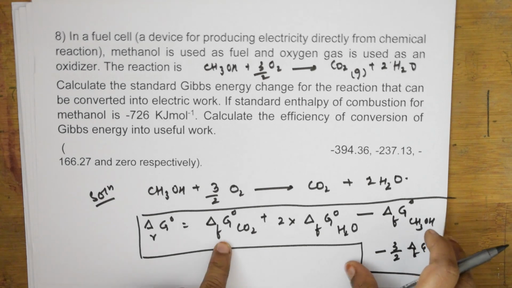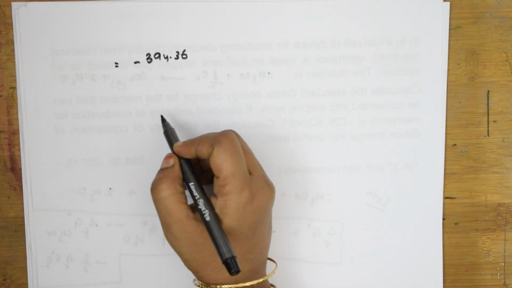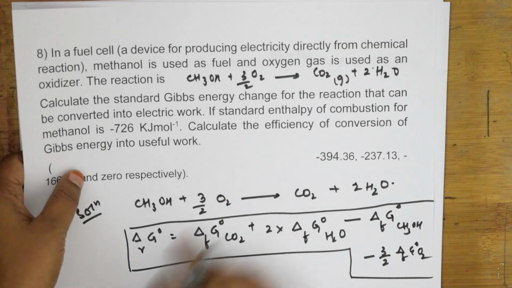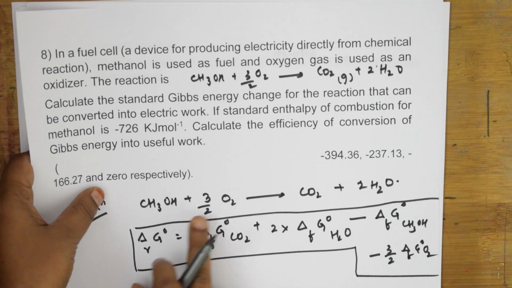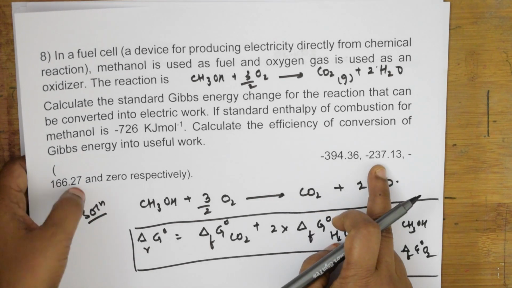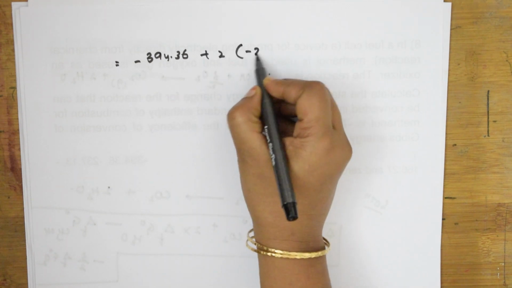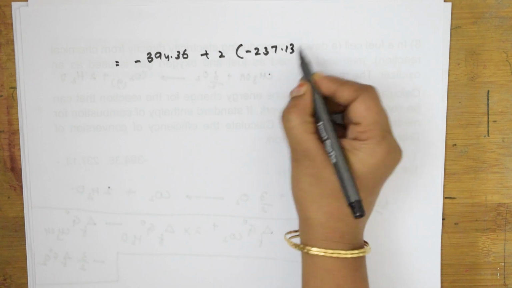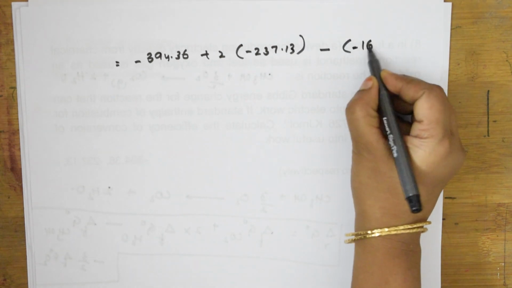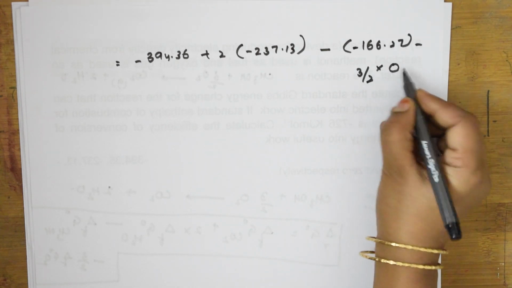Right. So using this, now I'll apply the values. How much is this delta G naught? It is minus 394.36 for carbon dioxide. Next value is this, next value is this one, okay, 0. Let's write. So minus 394.36 plus 2 into minus 237.13 minus of minus 166.27, minus of this at 0 for oxygen, 3/2 into 0.